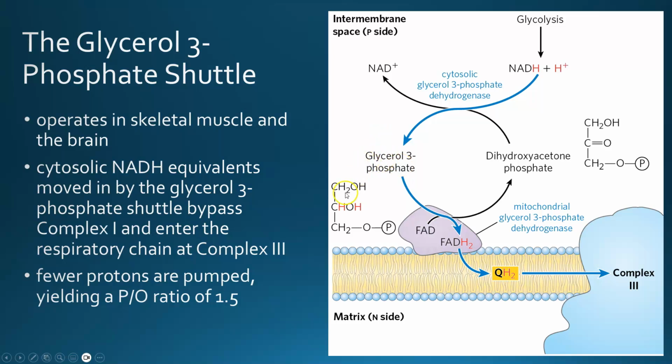And glycerol 3-phosphate can be used in this mitochondrial glycerol 3-phosphate dehydrogenase to reduce ubiquinone to coenzyme QH2. In this case, an NADH in the cytosol is equivalent to an FADH2 in the matrix, meaning you only get 1.5 ATP per NADH that enters via this shuttle. However, it does only require one additional enzyme, this glycerol 3-phosphate dehydrogenase, one in the cytosol and one associated with the matrix.